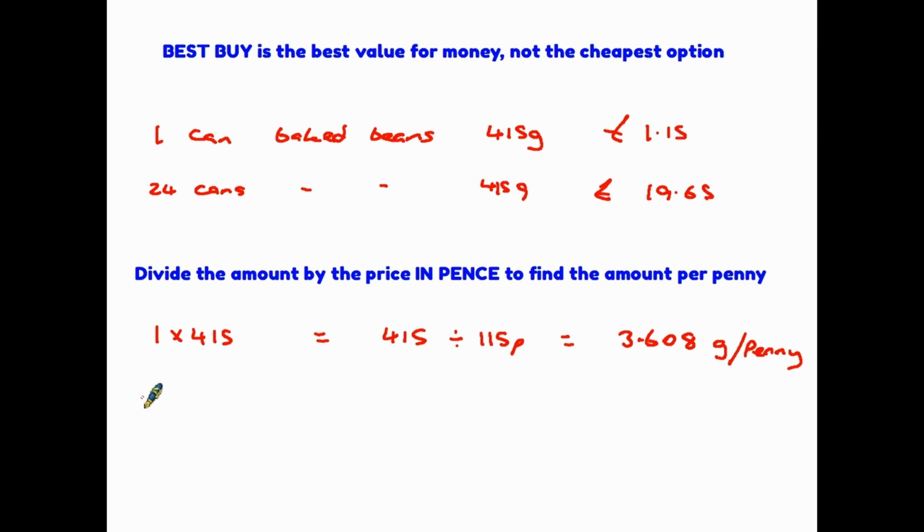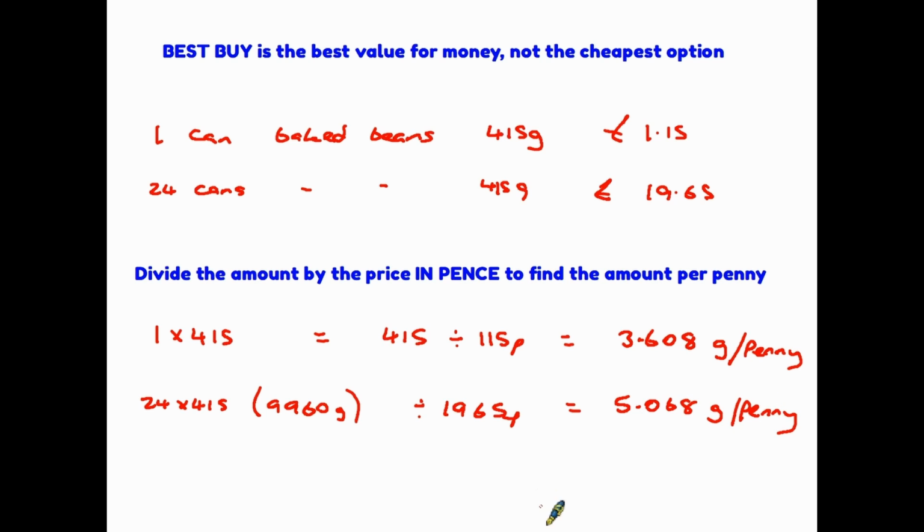Let's have a look at the second example, which in this case we've bought 24 cans in a pack. Now that is actually 9,960 grams in total. So we need to divide that by the price in pence. And in this case, it was £19.65. So 1,965. So 9,960 total weight divided by the price in pence, 1,965. Now that gives us 5.068 grams per penny.